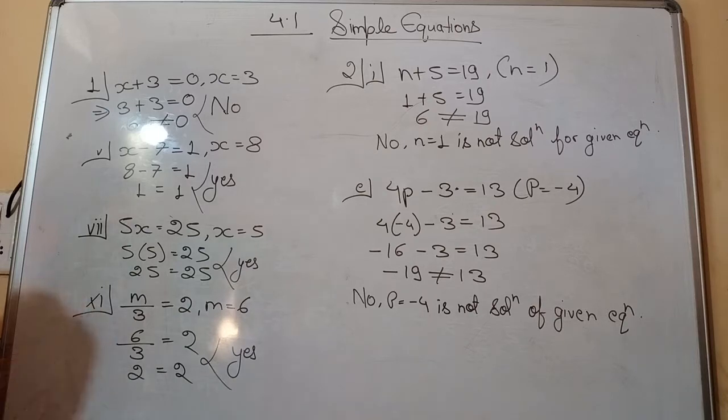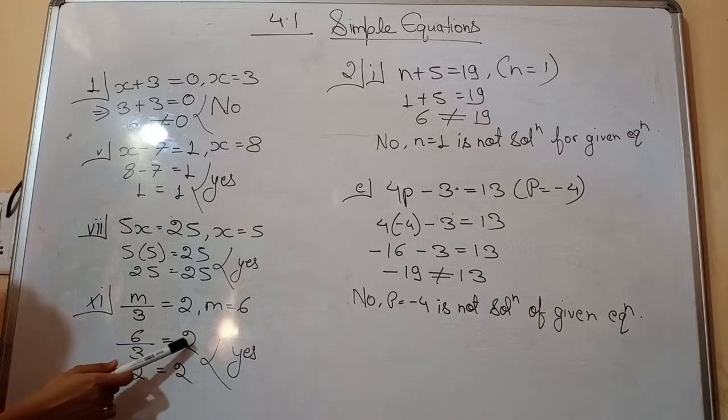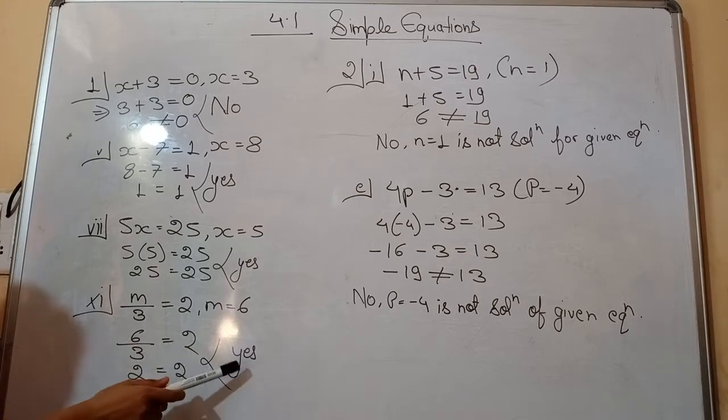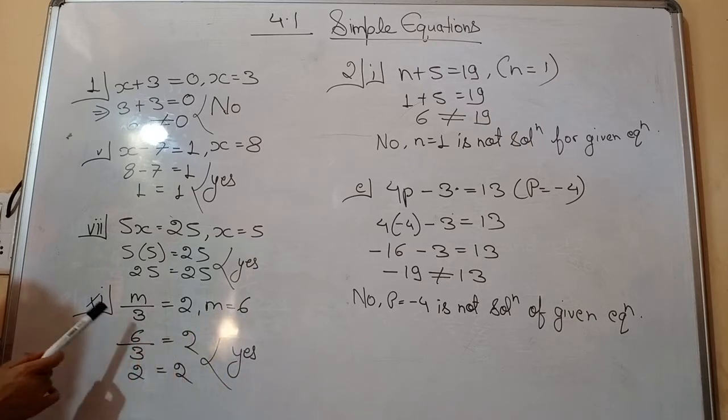Now option number 11 of the first question is of division. m by 3 equal to 2. And what is the value of m given? The value of m is given as 6. Means in place of m we have to put 6, and the rest of the equation we have to write as it is. So 6 divided by 3 equal to 2. So 3 1s are 3, 3 2s are 6. Here it is 2 and here also 2. Means left hand side is equal to right hand side. So yes, the given value for the equation is correct.